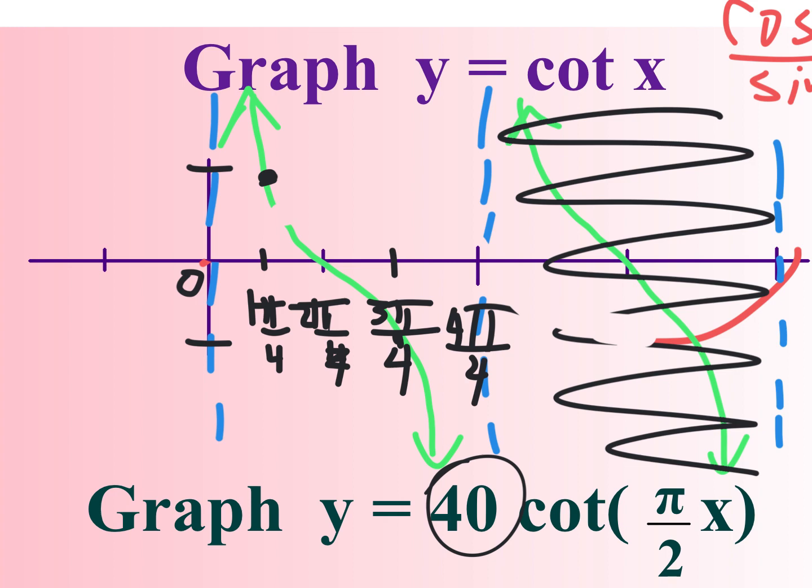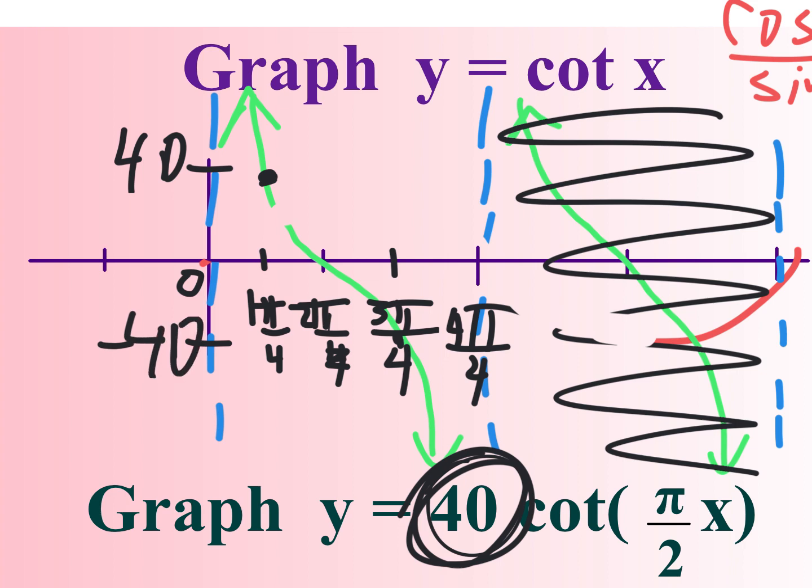Cool. Now I've got enough accuracy to be okay for regular cotangent. But what if I wanted to do 40 cotangent? Well, I need to just change this to a 40 and this to a -40. What about this pi over 2 right there? I'm not going to just multiply by pi over 2. I'm going to multiply by the flip of that, which would be 2 over pi.